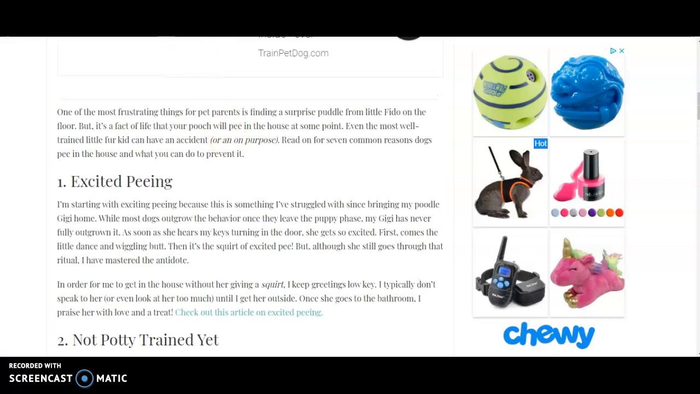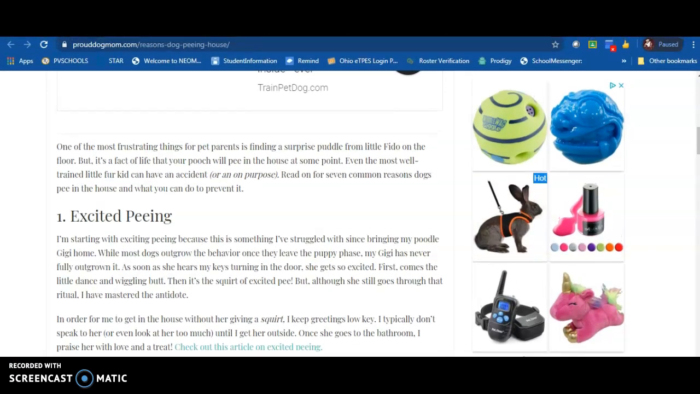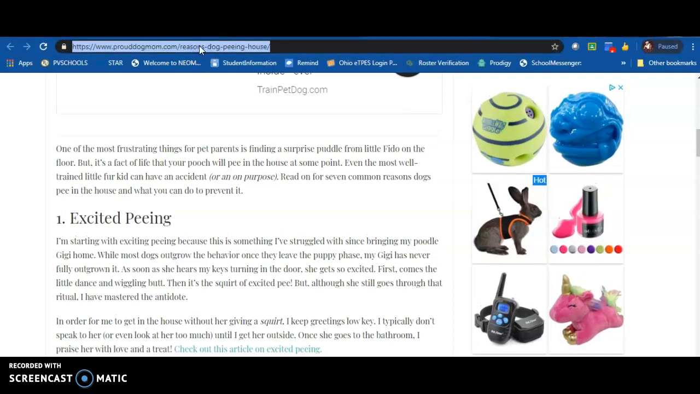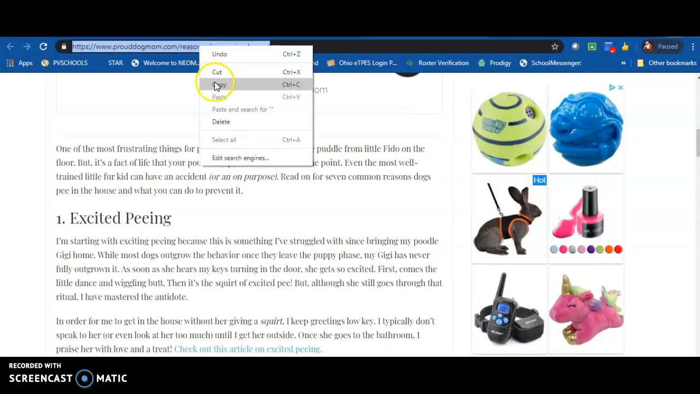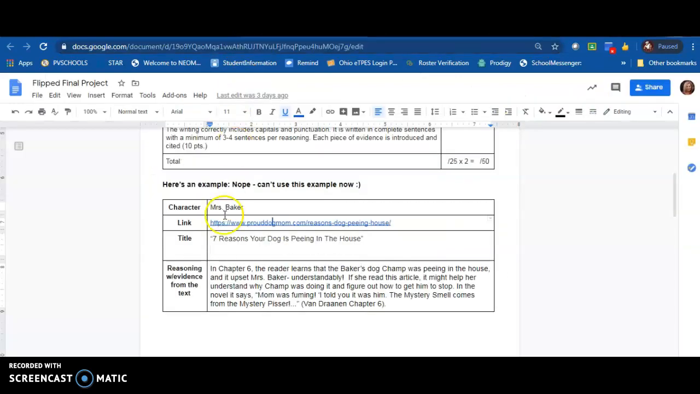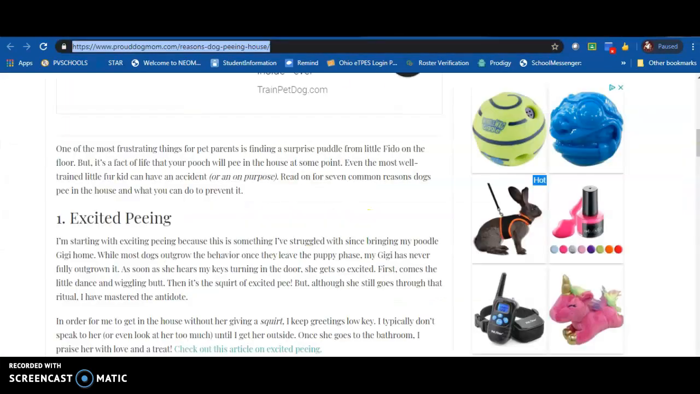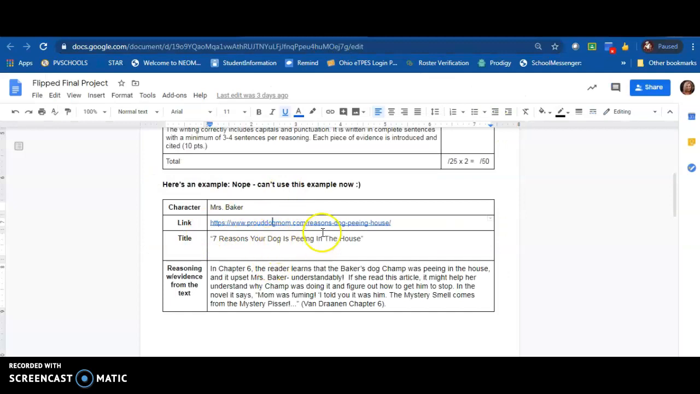I'm going to scroll up a little bit here so you guys can see. All I did was highlight this. I copied it, and then I went over here and I pasted it right here, okay? So you definitely want to have the link here so that I can go back to the article and see, okay, does this article actually talk about what you were referring to?